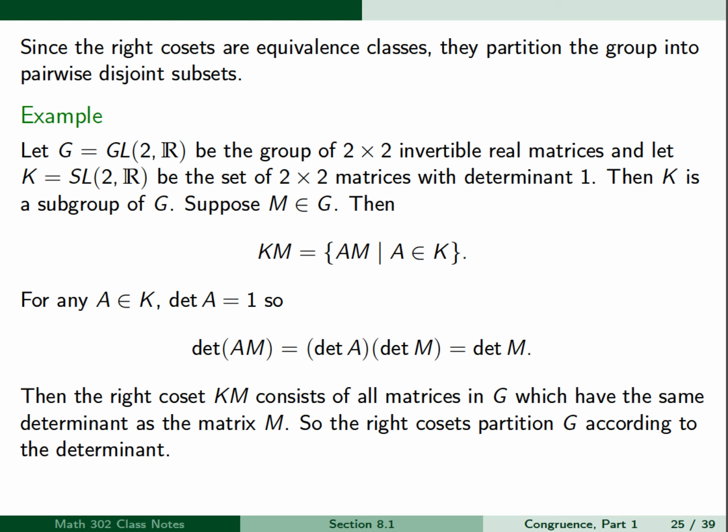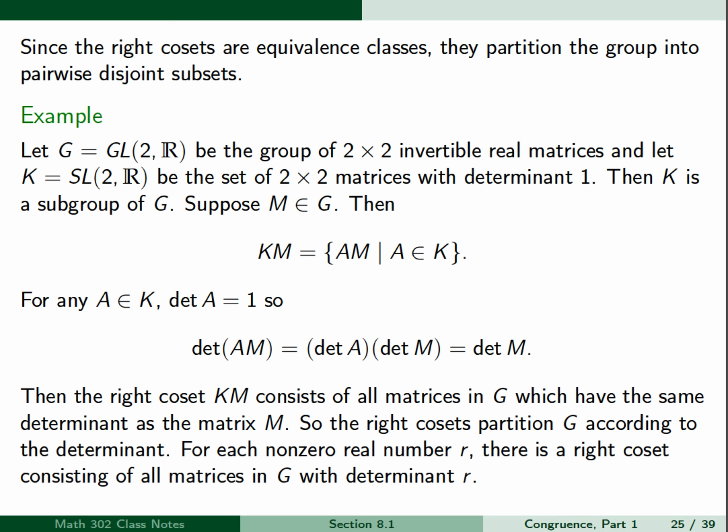So what this says is that the right cosets for this subgroup K partition G according to the determinant. So for each non-zero real number R, there is a right coset consisting of all matrices in G with determinant R. So again, the right cosets for a subgroup in a group partition the elements of a group. And so in this particular example, our right cosets are partitioning the elements in the group according to the determinant. So it's sort of grouping all the matrices together that have a common determinant.